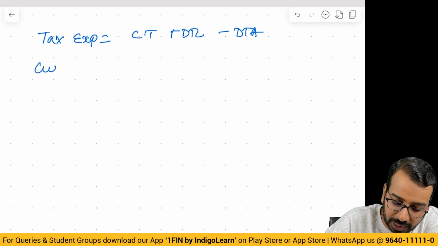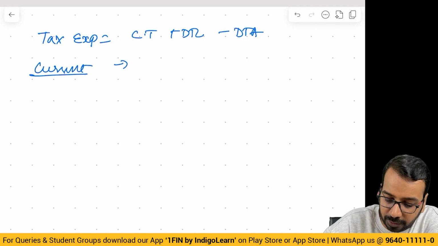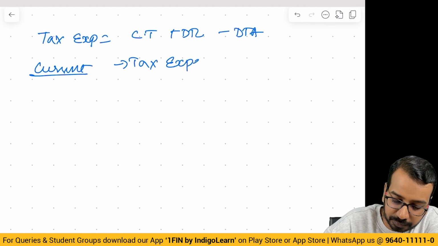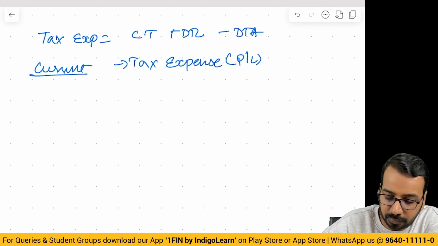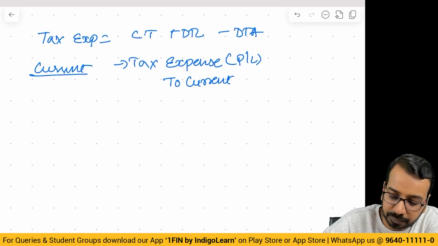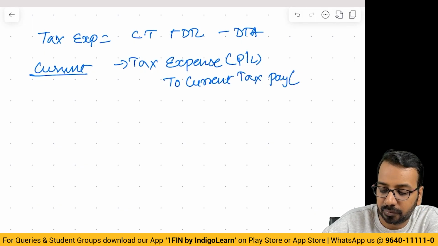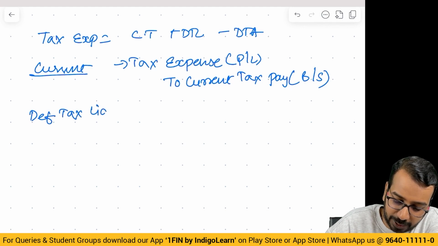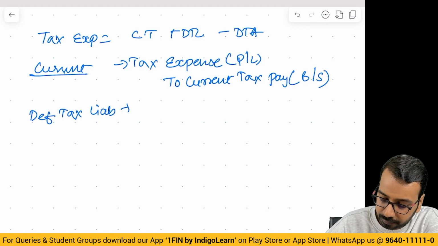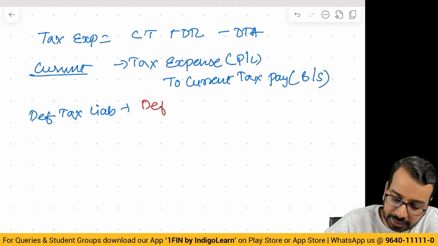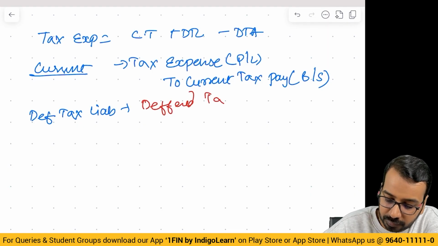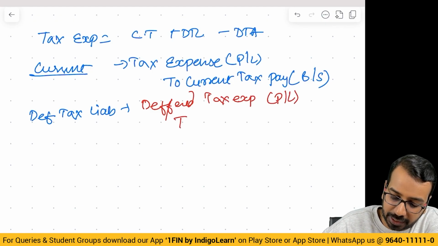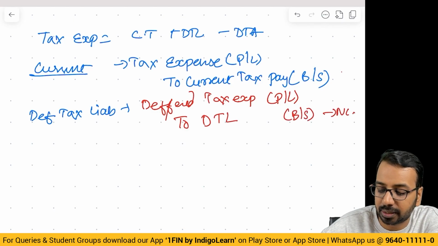So for current tax, the entry will be tax expense, which is a P&L item, to current tax payable, which is a balance sheet item. For deferred tax liability, you will have deferred tax expense, which is a P&L item, to deferred tax liability, which is a balance sheet item. This is non-current, this is current.